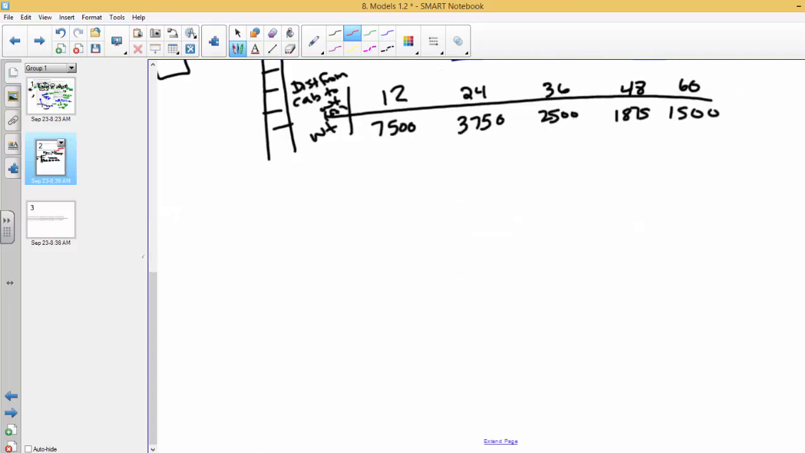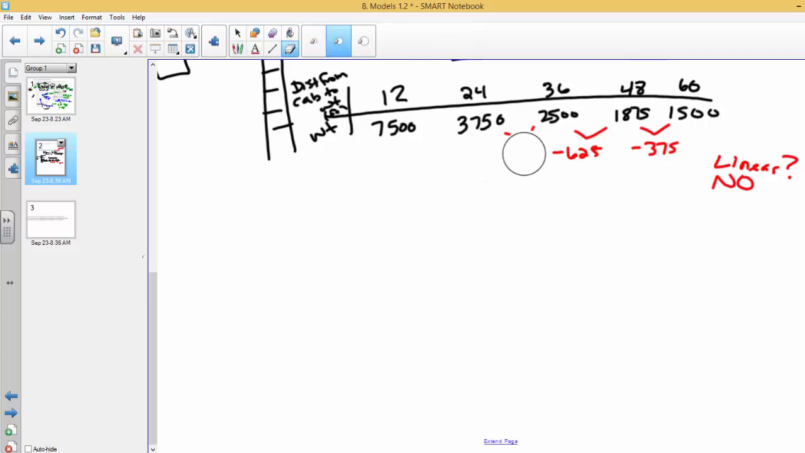All right, so the first thing I want you to do is think, what is the relationship here? So, is this linear? If you want to know if it's linear, you're going to subtract. 1,500 minus 1,875 is negative 375. 1,875 minus 2,500 is negative 625. 2,500 minus 3,750 is negative 1,250. So this is definitely not linear. So we're going to scrap that whole idea.